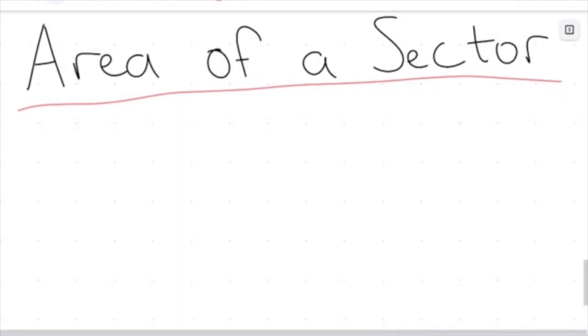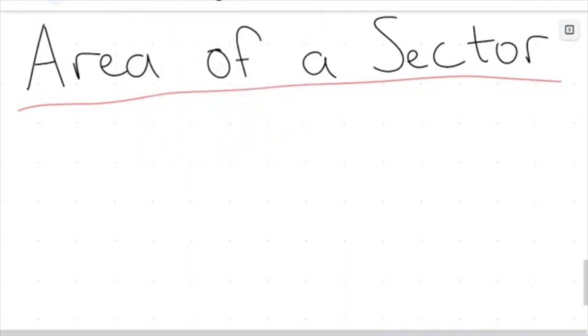So today we are building up on the area of a circle, and we're going to look a little bit more closely at what happens when we cut our circle up into smaller pieces if we don't have a full circle. Now, we touched on this a little bit in the video on arc length, and we're going to apply a lot of the same principles to the idea of thinking of areas of sectors.